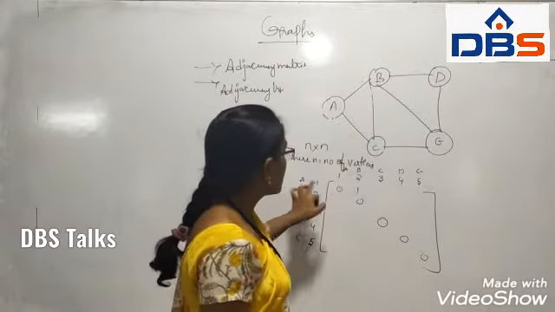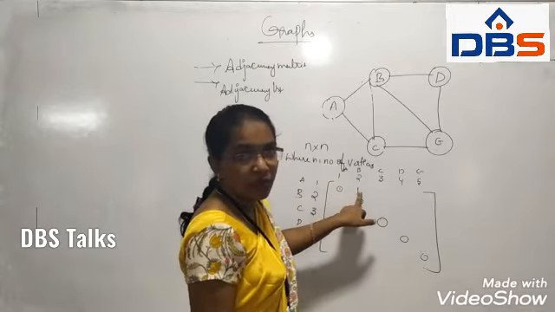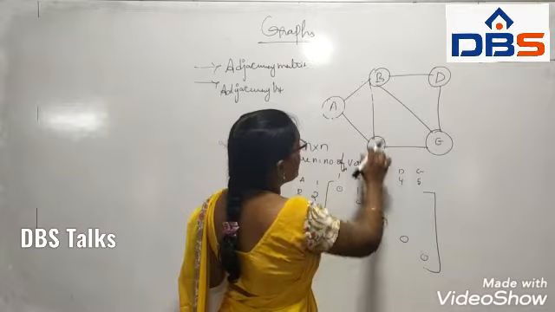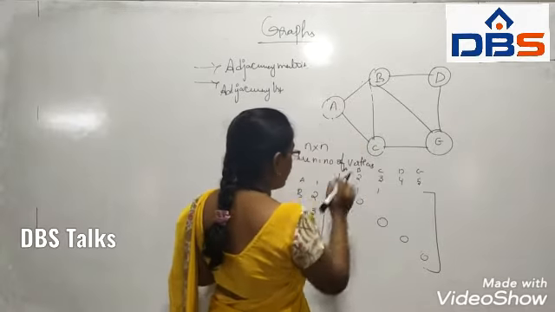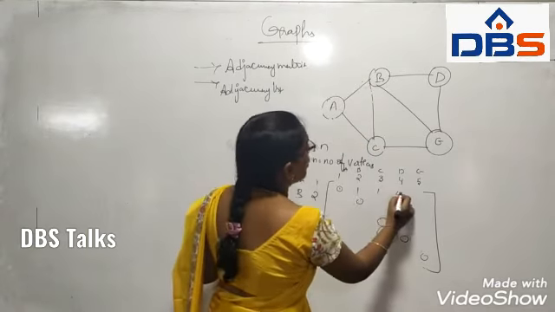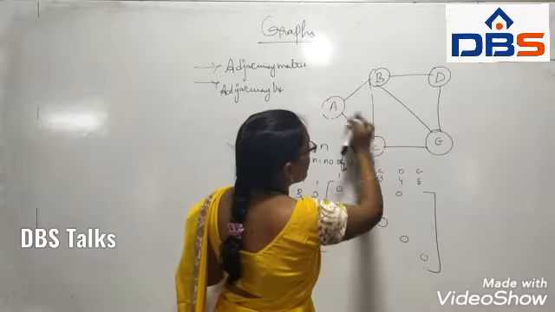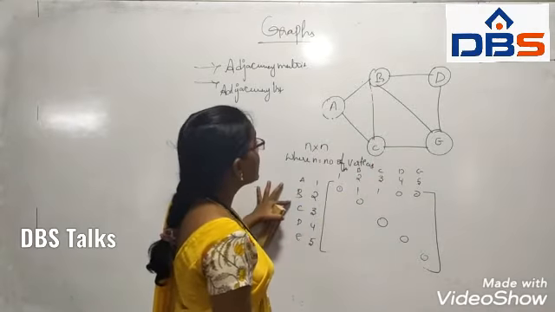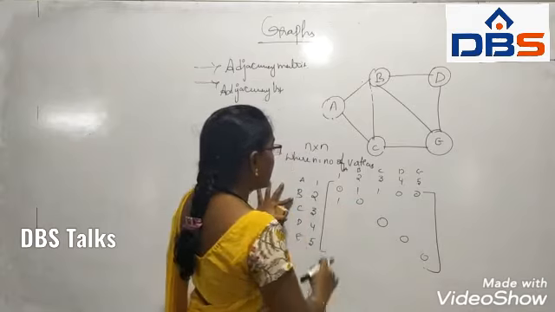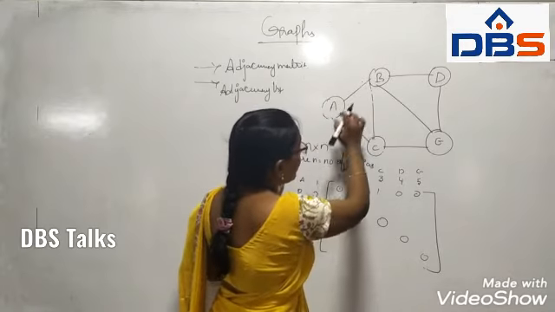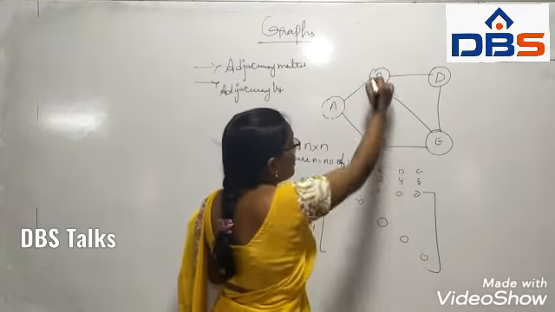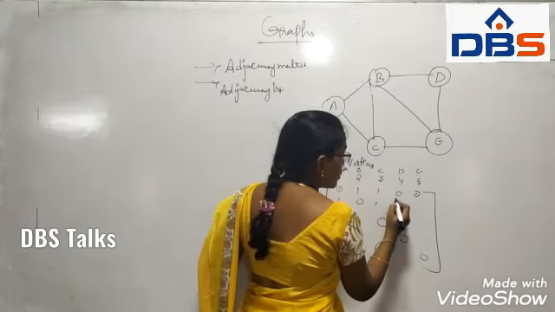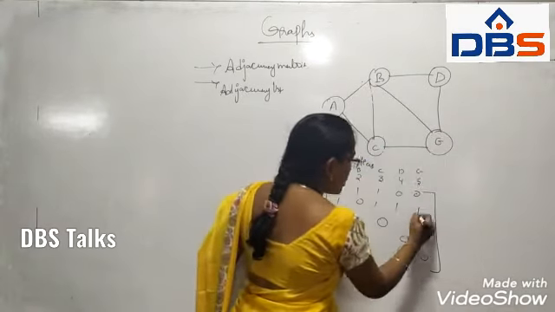So from A to B we have one link. From A to C we have one. A to D we don't have. A to E we don't have a direct link. Next, from B to A we have one link. From B to C we have one link. From B to D also we have one. B to E also we have one link.